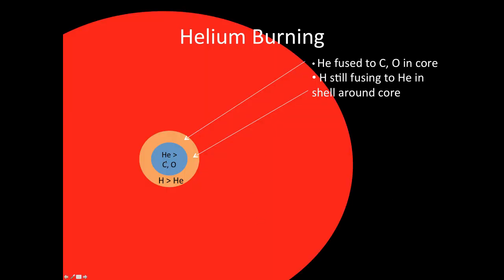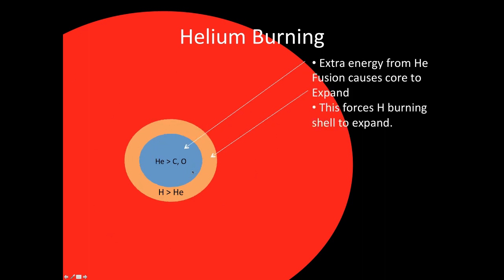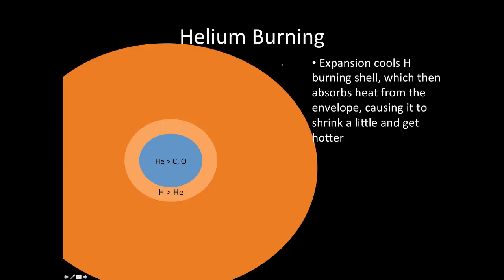The core of the star remains hot enough to burn helium, so helium starts fusing into carbon and also oxygen. The shell surrounding it, where hydrogen is burning to helium still, that's still there, and you've still got this very large, cool envelope. The extra energy from the helium fusion causes the core to expand, and this forces the hydrogen burning shell to expand as well. The expansion cools the hydrogen burning shell, and because it cools, it absorbs heat from the surrounding envelope to compensate, and that causes the envelope to shrink a little and get a bit hotter.